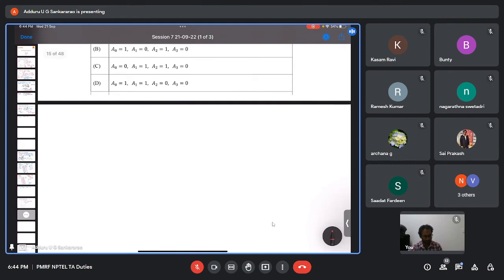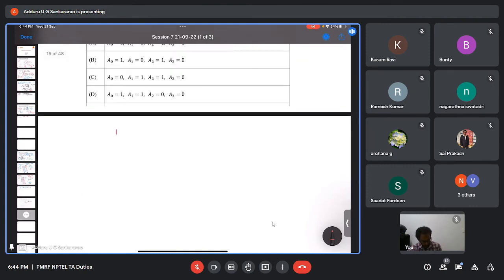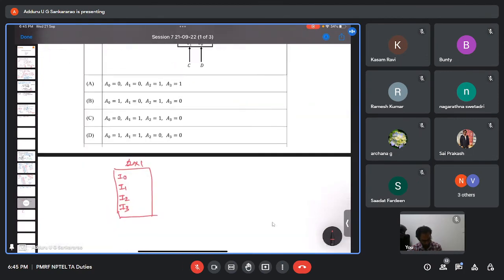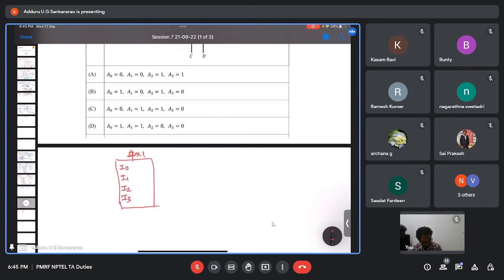Before that, we'll try to understand the multiplexer. You know a multiplexer will have many inputs. Let us say the input lines are I0, I1, I2, I3. Let us say a 4 by 1 multiplexer, that is a 2-bit multiplexer. That means many inputs will be there and we will have only one output. And we will have something called selection lines.